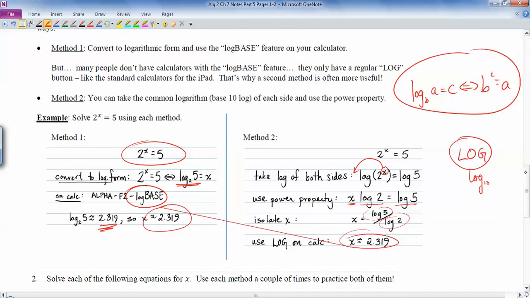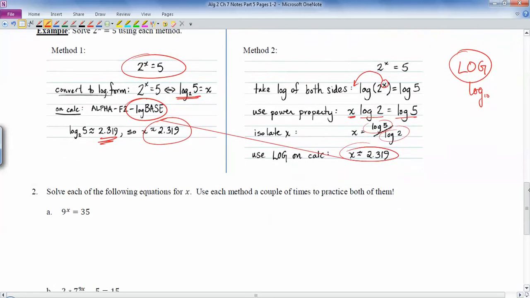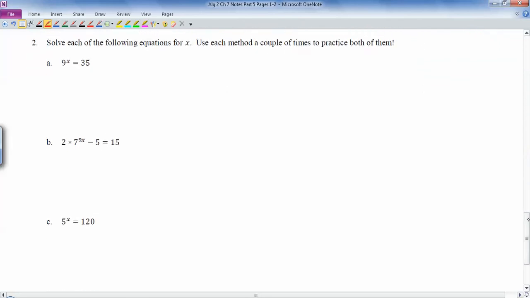Okay? So we'll try each method a couple of times. Let's do number 2. So first one, 9 to the x equals 35. Let's just use method 1 for this. Method 1's typically the one you're going to use anyway because you have the special calculators that have that base. But we'll do method 2 a couple of times just to practice. So this one, 9 to the x equals 35. If we rearrange it, it becomes log base 9 of 35 equals x. And then we just need to type that into the calculator.